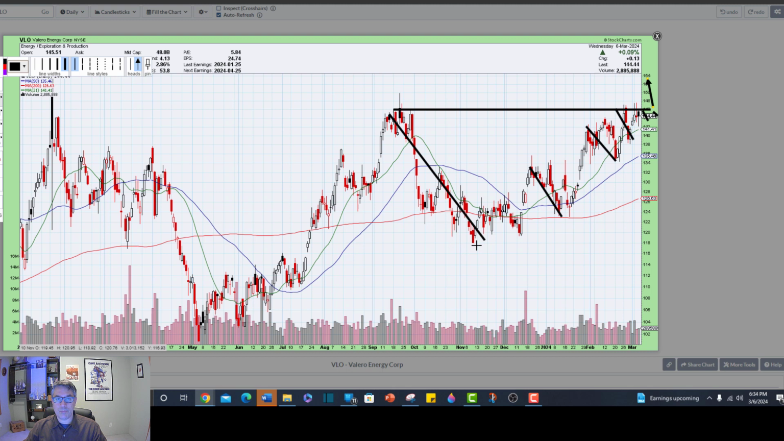The price of oil is creeping up, oil stocks are doing better. I'd love to see it build out like this for another handful of days, give us a nice tight area to trade off of. Buy the breakout, put the stop right beneath it. Is that the 50-day? If you can stretch, maybe you do a stagger, one here, one beneath the 50-day.